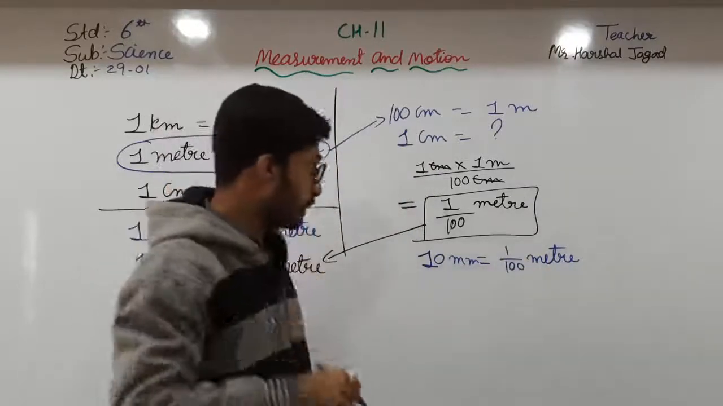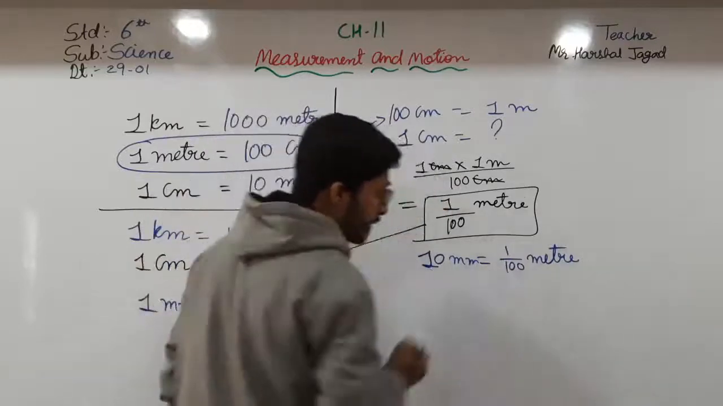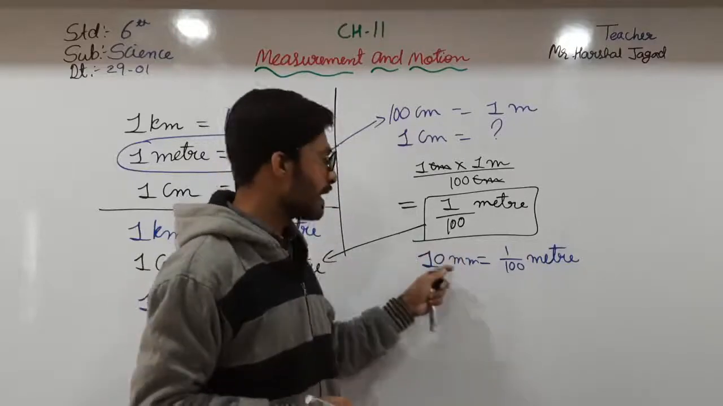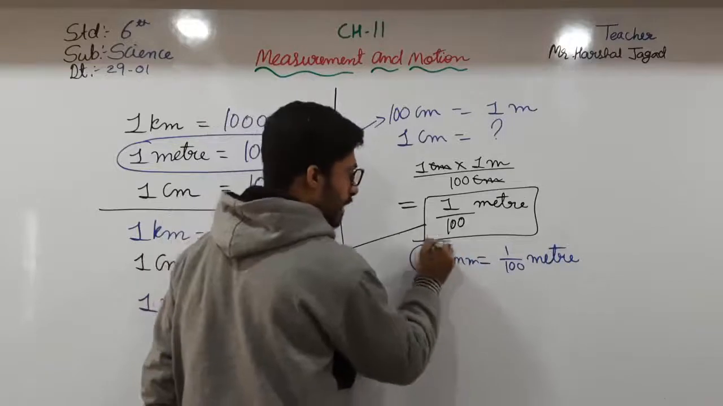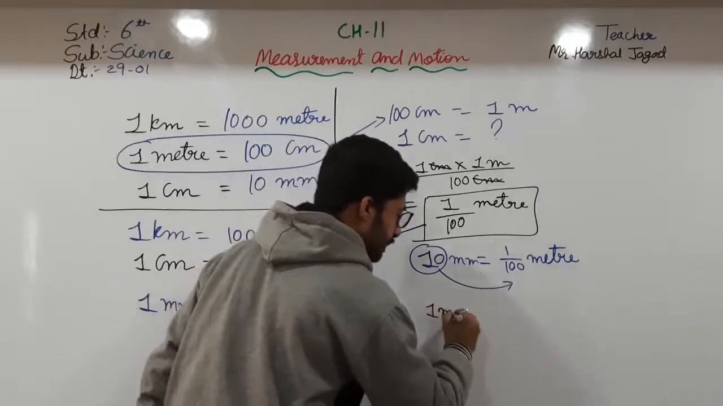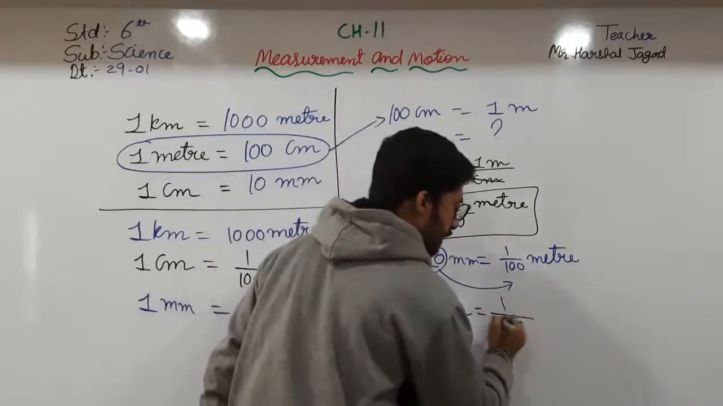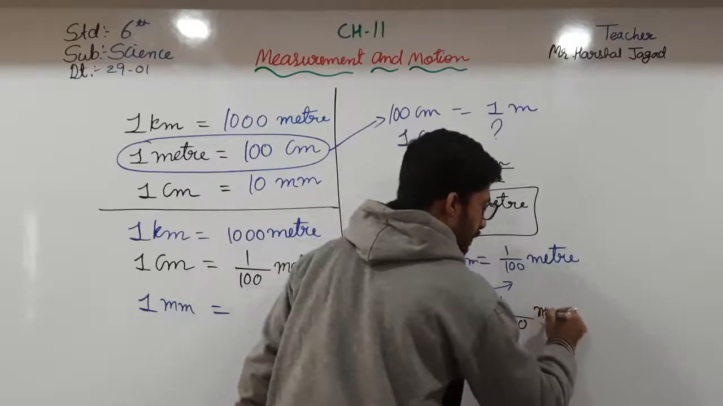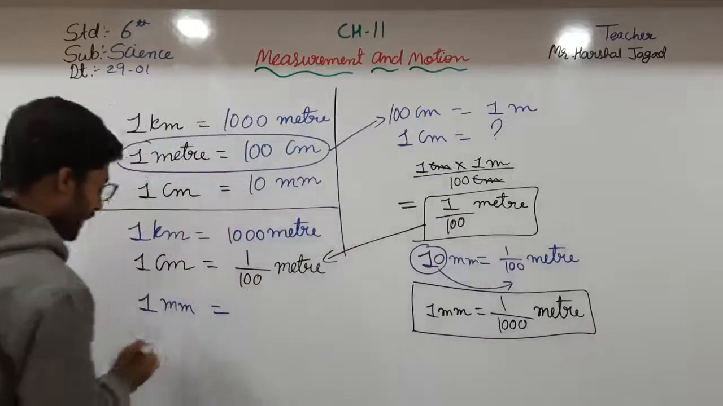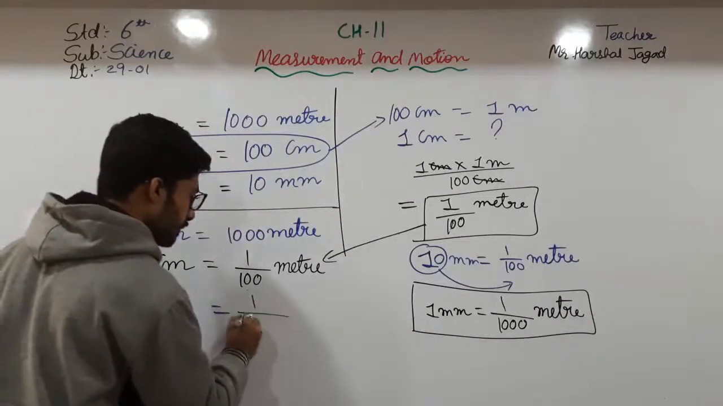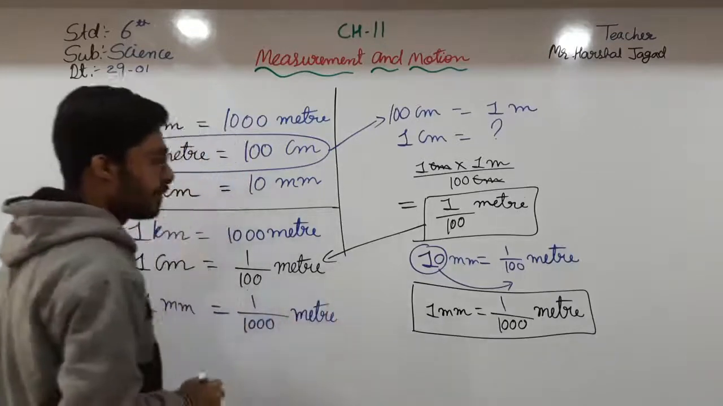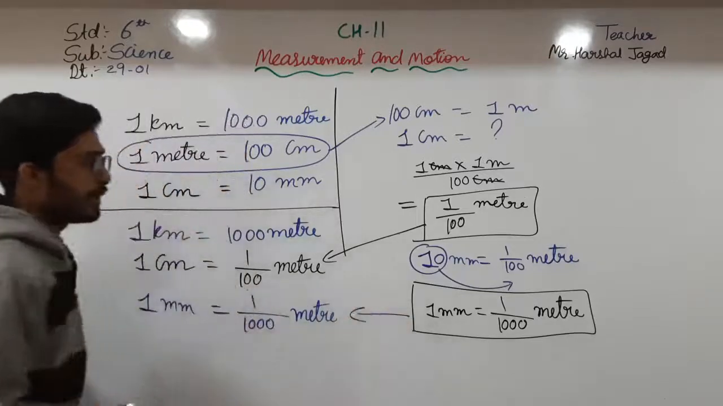So what I will just do, I will take this 10 towards this side. Here you can see it is in the multiplication with mm. So if I take this 10 towards this side, then we get 1 mm is equal to 1 by 1000 meter. So our answer will be 1 by 1000 meter, you can see over here.